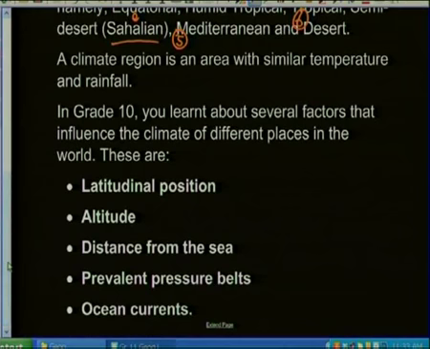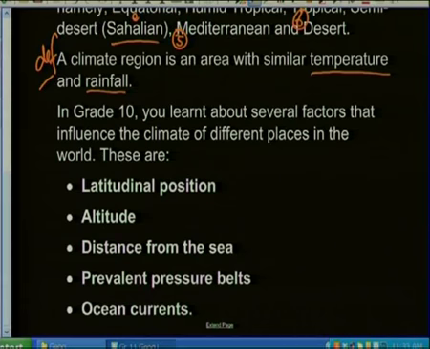Here's the definition of what we mean by a climate zone. A climate region or a climate zone is an area with similar temperature and rainfall patterns. They have the same temperature dynamics and the same rainfall measurements over that spatial area.